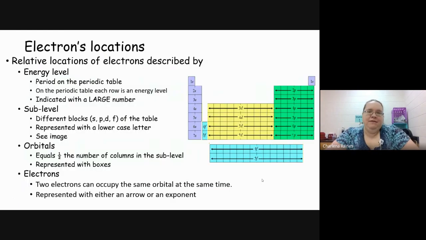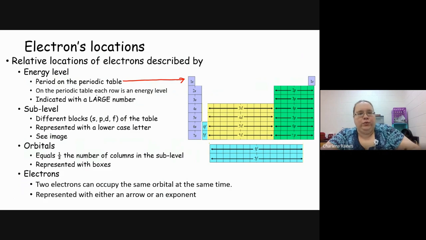So if I were to take and look at my periodic table and kind of put all this together, this is a great graphic to actually have as you're doing electron configurations, because not only is it telling you where to find the different sublevels, but it's also giving you an indication of the energy levels. Remember, energy levels equal the periods, and periods go across the periodic table. They are my horizontal rows. We have 7 periods. Each period represents a different energy level.